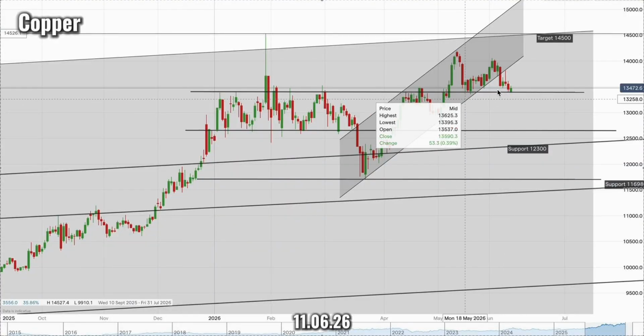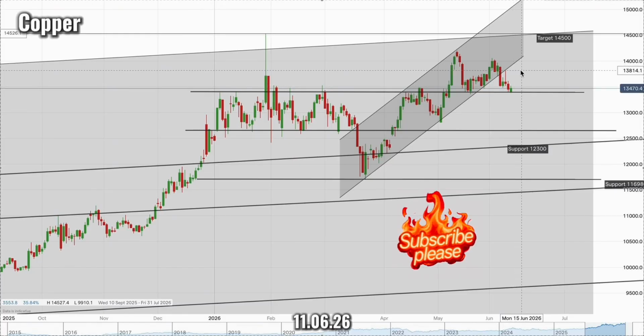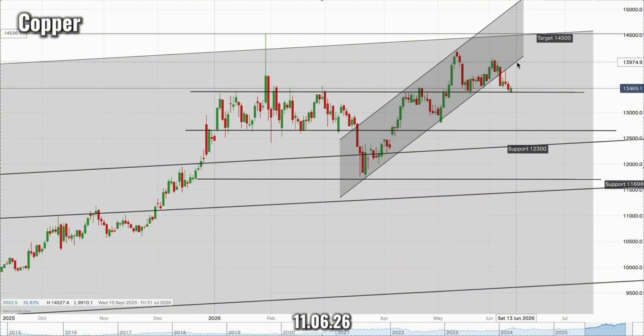Okay, so we are now sitting at support. You can see we've bounced off it, and potentially we could trade back up to that 140, and then we'll see how it behaves and what happens from there. So that's potentially where it could now.